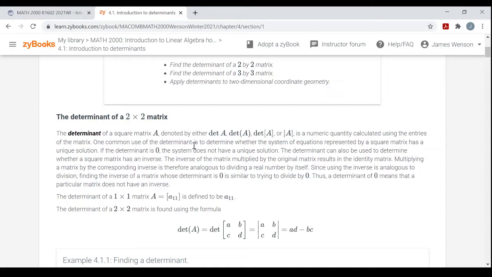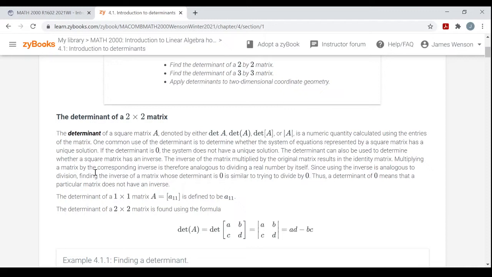One common use of the determinant is to determine whether the system of equations represented by a square matrix has a unique solution. Or in other words, is that square matrix invertible or not? If the determinant is 0, the system does not have a unique solution. And like I said, the determinant can also be used to determine whether a square matrix has an inverse. Right? And the inverse of the matrix multiplied by the original matrix results in the identity matrix. We've seen that before.